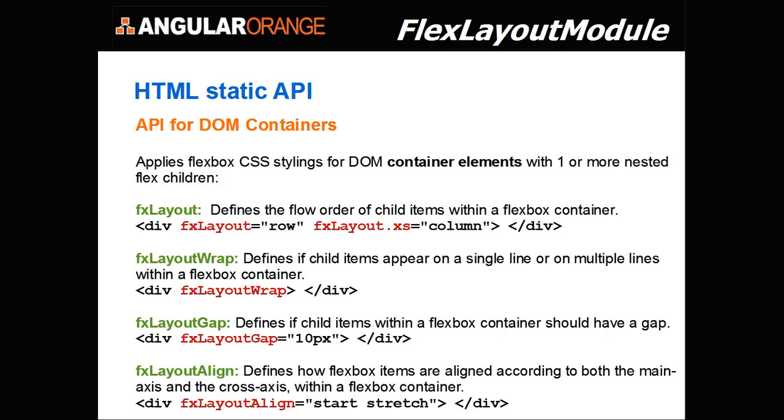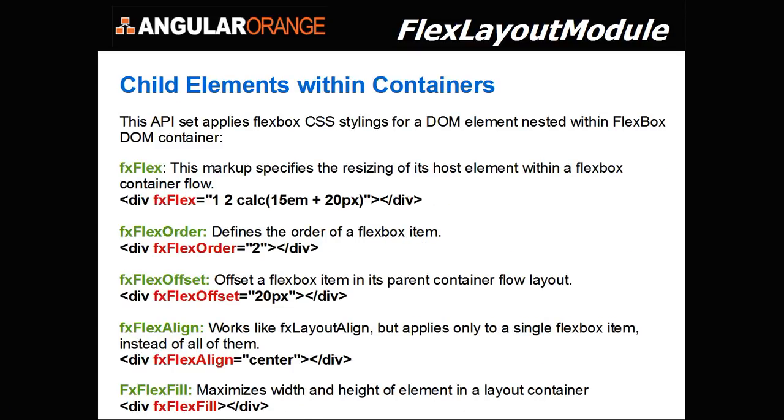It could be related to the overriding of my styles. It could be related to my code. It could be related to my browser version. So you'll see that shortly. Okay, and then the child elements within the container. There's an API set that applies the Flexbox CSS styles for a DOM element nested within the DOM container. We've seen this, and I went through some examples of this.